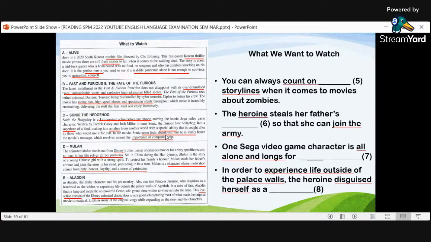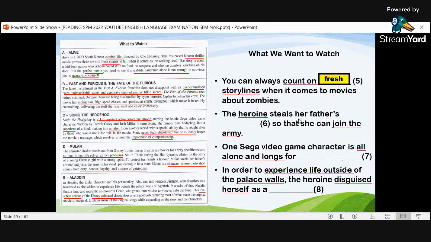You can always count on what storylines when it comes to movies about zombies. So when it comes to zombie here, you got words here. The first space thriller, there are still fresh story to tell when it comes to The Walking Dead. Walking Dead is another term that you use for zombies, right? So, fresh storylines. Here you got fresh story, right? You take the word fresh here and put it here. You can always count on fresh storylines when it comes to movies about zombies.